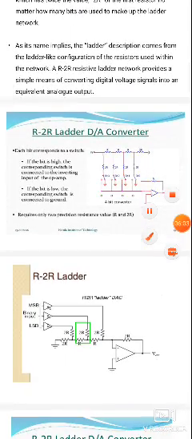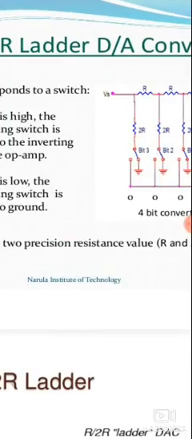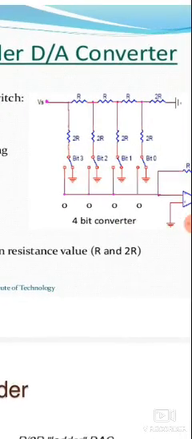The analog output is in the form of either voltage or current. So this is the R-2R ladder D2A converter circuit. Here each bit corresponds to a switch. These are the different bits. This is the 4-bit converter, where we have taken the bits from bit 0, bit 1, bit 2, bit 3.